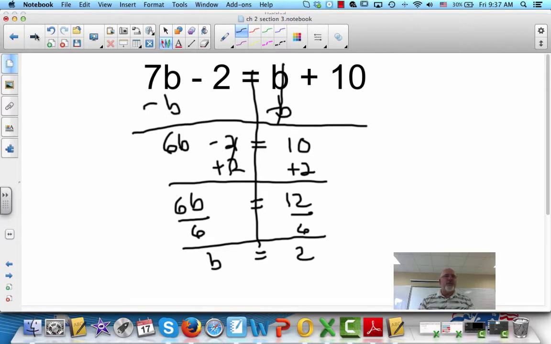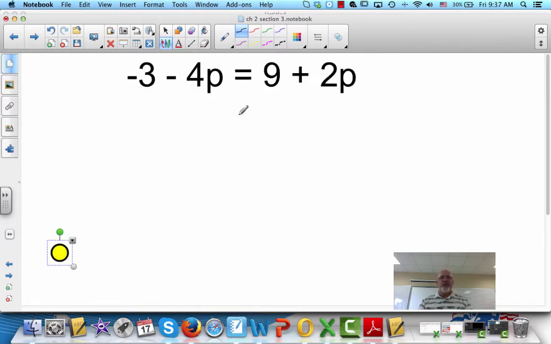Now it's your turn. Pause the recording. Do this one and then check back with me, and we'll see how you did. Okay, we've got negative 3 minus 4p equals 9 plus 2p. Which one did you choose to get rid of? I'm going to choose to move the 4p. So I add 4p to both sides.